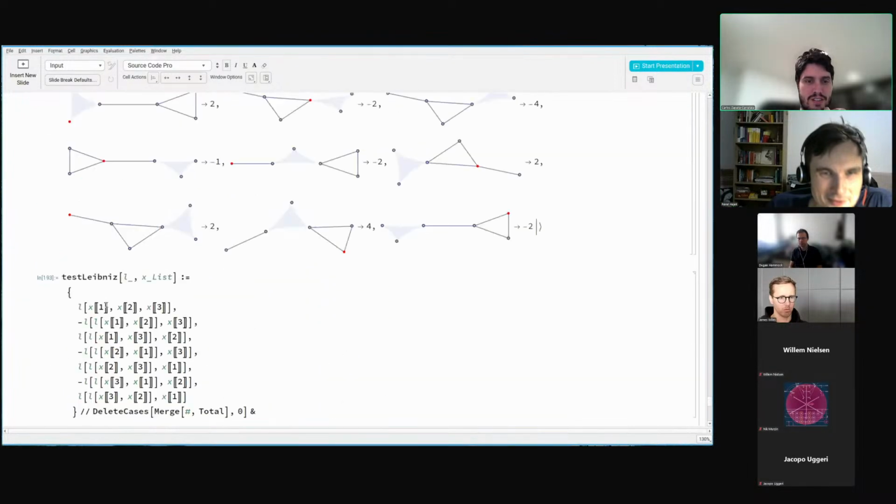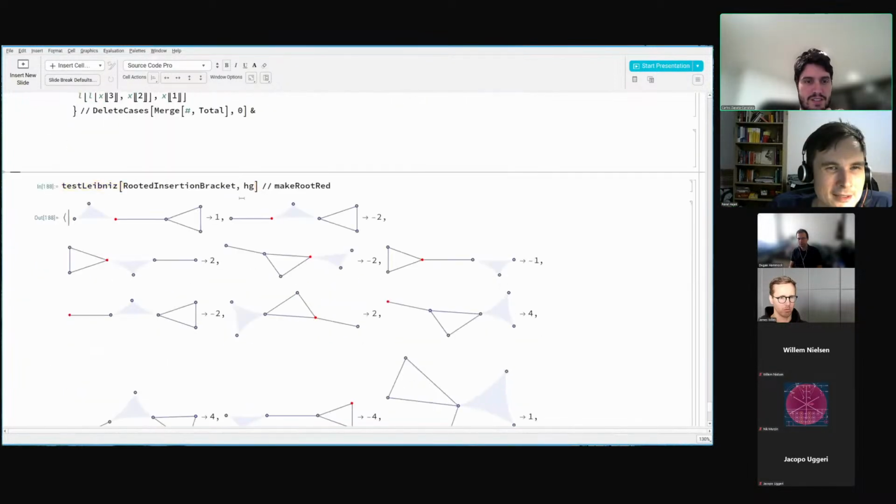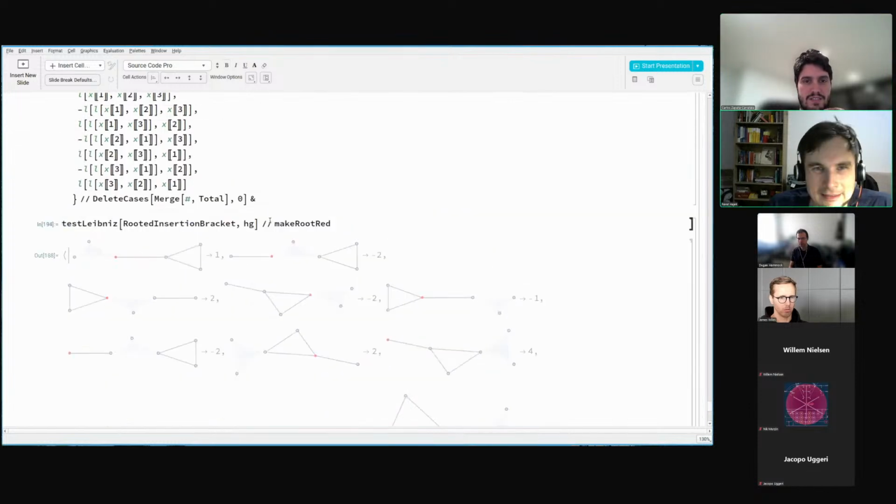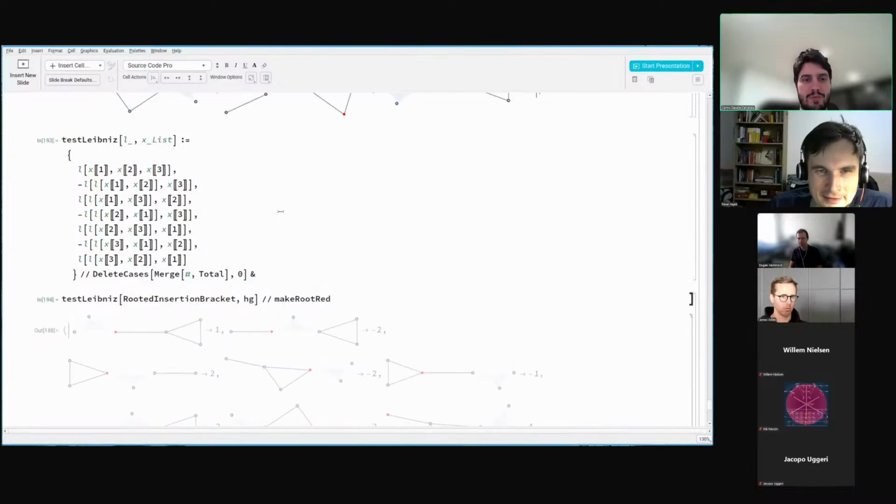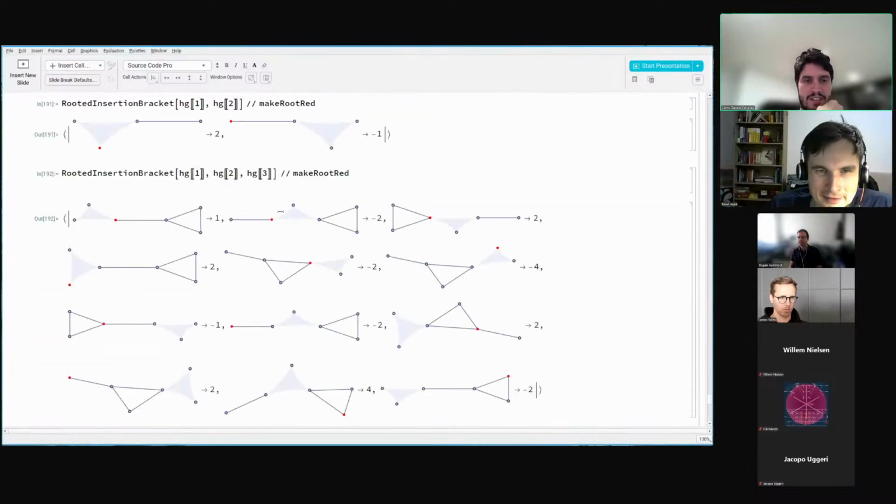It's test Leibniz, good. So here I have to compute here, right? Yes. So while this is computing, just scroll up. Okay. So the first one, just insert it, right? It makes sense. It inserted in 2 ways, right?